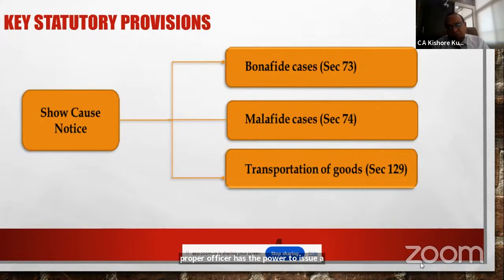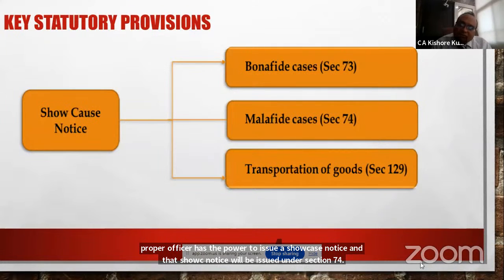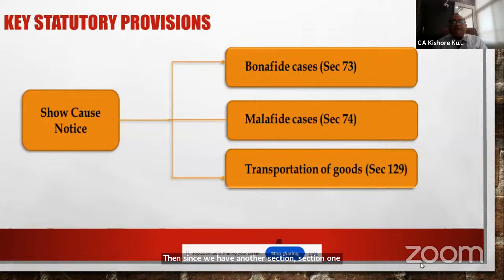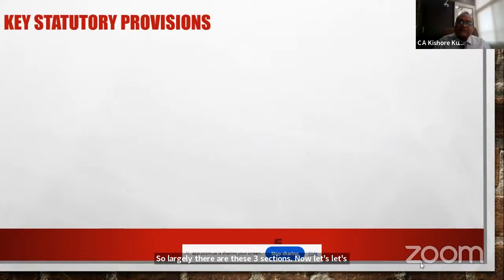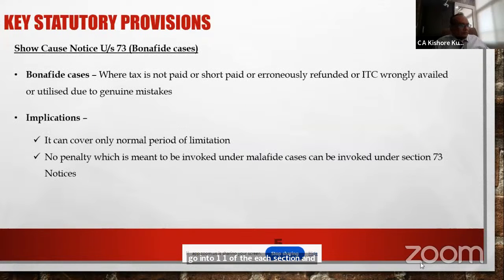under section 74. Then, friends, we have another section, section 129, which deals with the transportation of goods. It provides that if the goods are transported from one location to another location and the provisions of GST are not being properly complied with, here also the proper officer has the power to issue a show cause notice, and that show cause notice will be issued under section 129. So largely there are these three sections. Now let's go into each section and see what it provides.